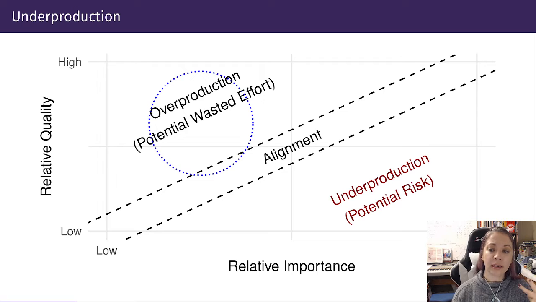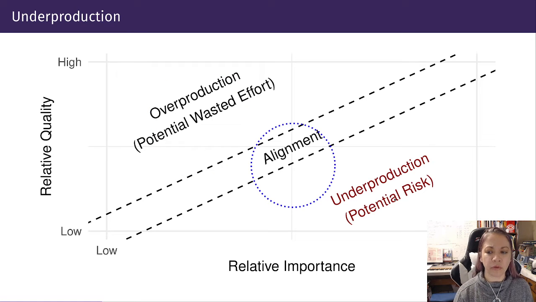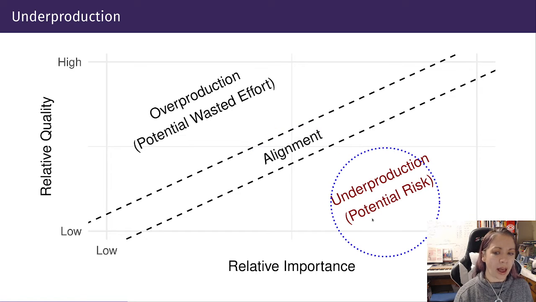When quality is high but importance is low, we would call that overproduction, not a problem other than the potential for wasted effort. Alignment, where we've got a match between quality and importance, is the ideal case. And we have a particular concern when software is heavily used but relatively low quality. That's a problem. That's underproduction. Importance is high, quality is low.